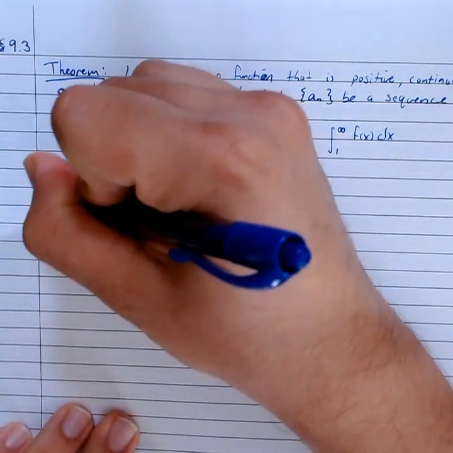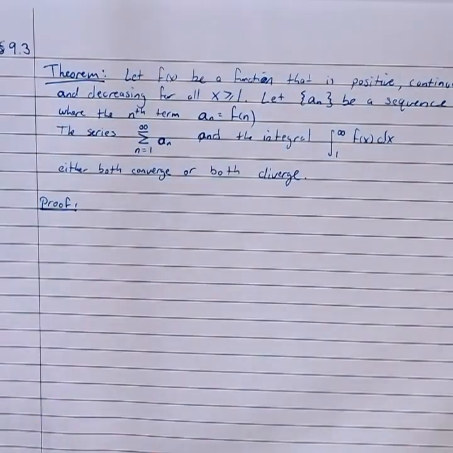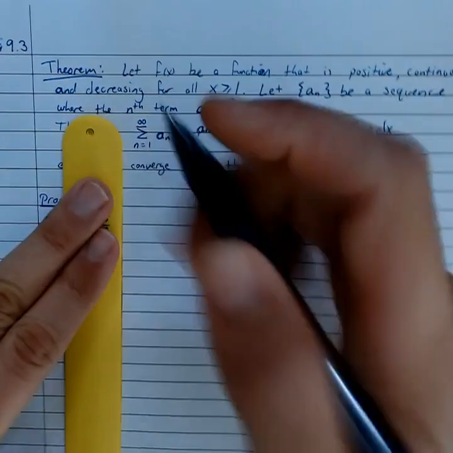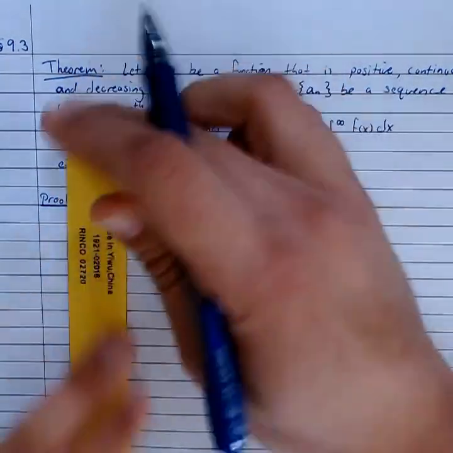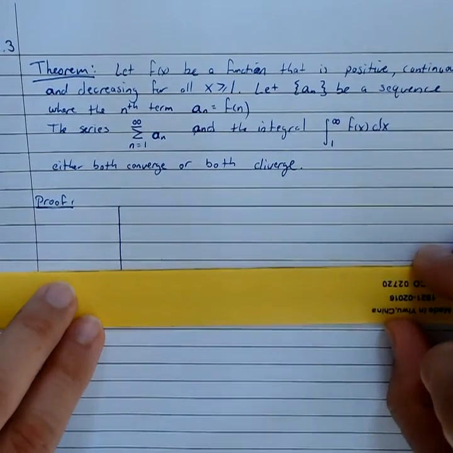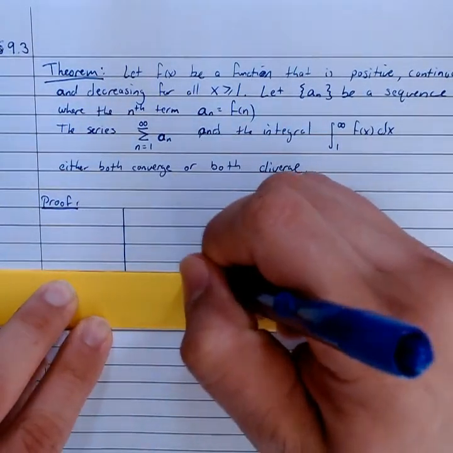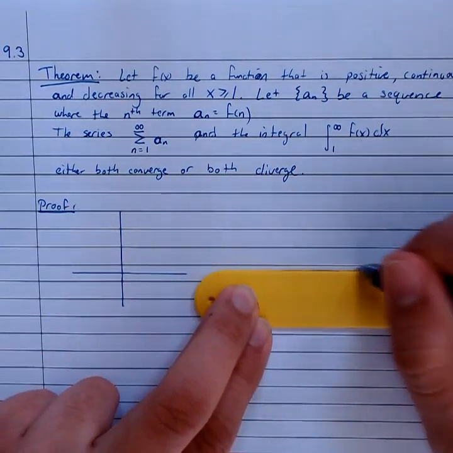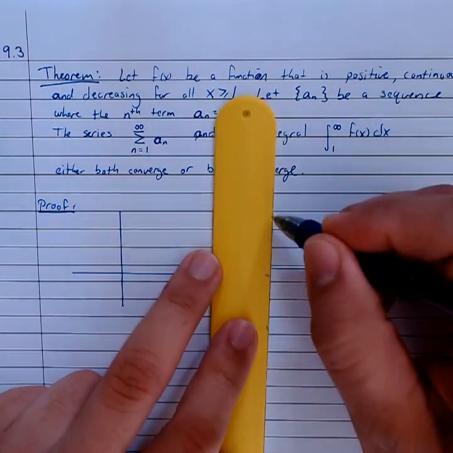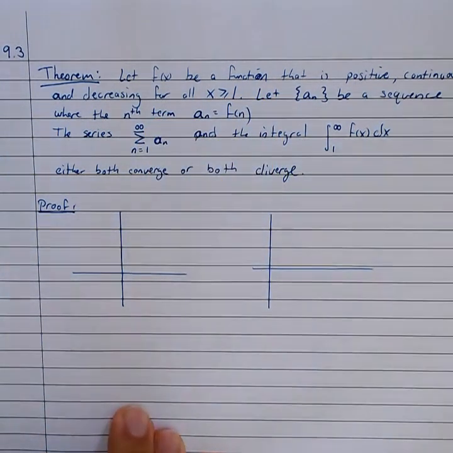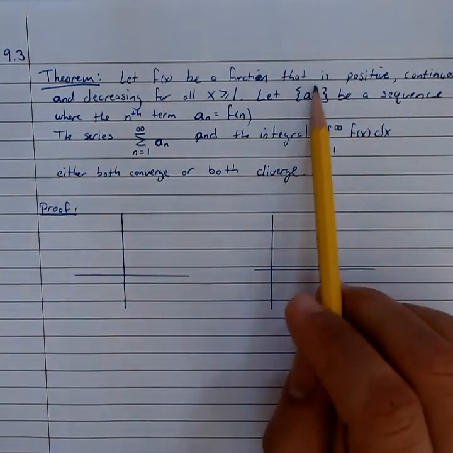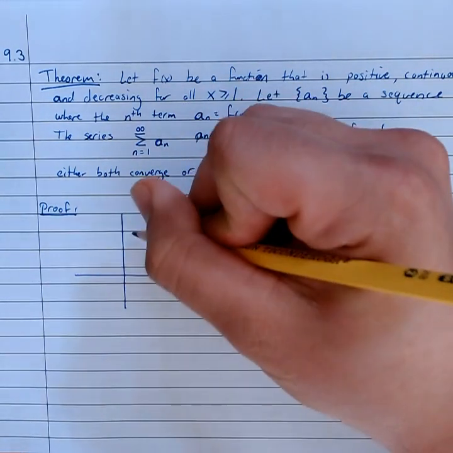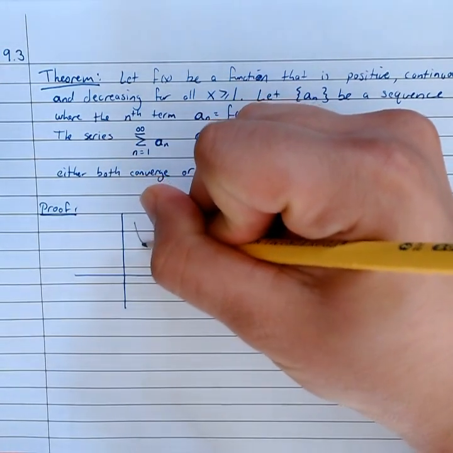The proof of this is best motivated through an illustration. So let's consider a graph here, and we're going to go ahead and bound the area given by the graph a couple of different ways. All right, so consider a function that is positive, that is continuous, and that is decreasing for all values of x greater than or equal to 1. So starting from 1, it's going down this way.